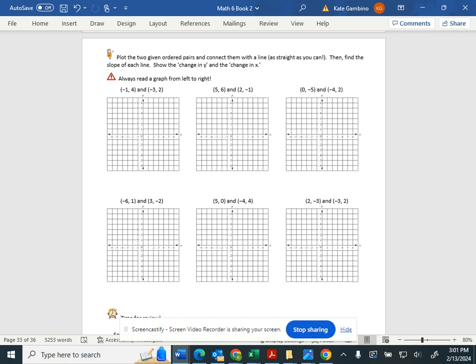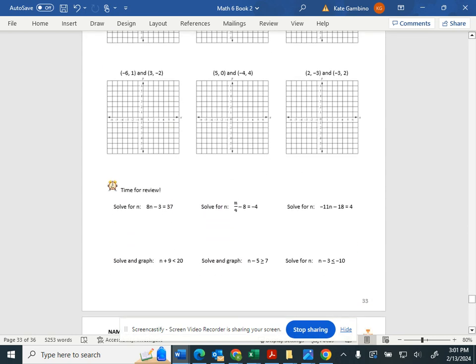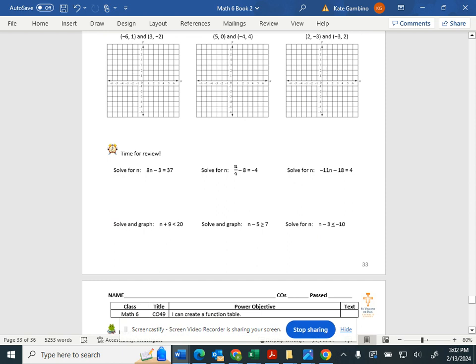So you have to start at the left plotted ordered pair, go up or down, positive or negative for the top number. Then you go across for that bottom number, always going from left to right. Okay, it's going to really help you know if it's positive or negative. It is important that you start on the left point and then go over to the right point. Keeping in mind if it's positive or negative, keeping in mind, can I simplify? And then at the very bottom, time for review.